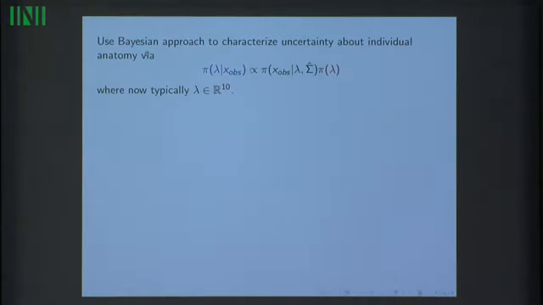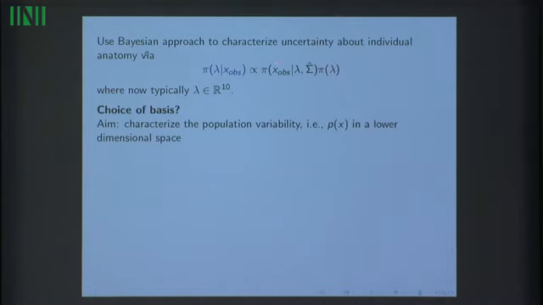We're then going to characterize the uncertainty for any given patient by conditioning on their particular observation. So we've got lambda now, which is maybe 10-dimensional, and we're going to work out the posterior distribution of lambda in this new space, given our population level information and our reduced dimensional representation.